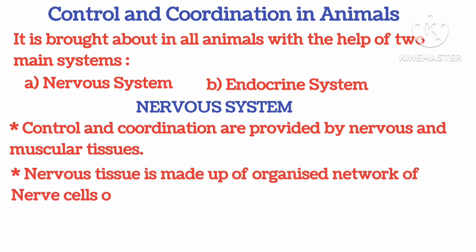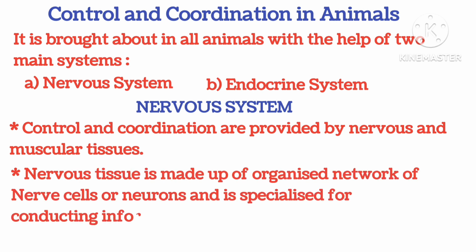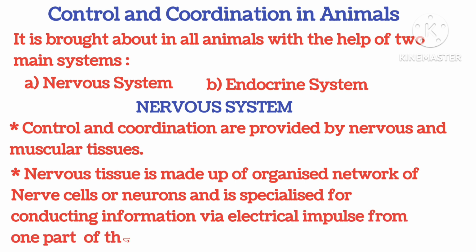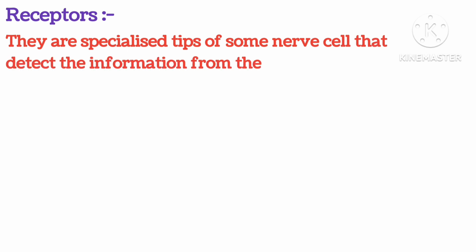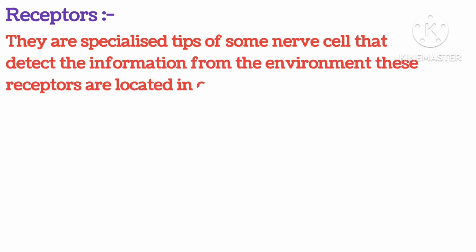Nervous tissue is made up of organized network of nerve cells or neurons and is specialized for conducting information via electrical impulse from one part of the body to another. Receptors. They are specialized tips of some nerve cells that detect the information from the environment. These receptors are located in our sense organs.